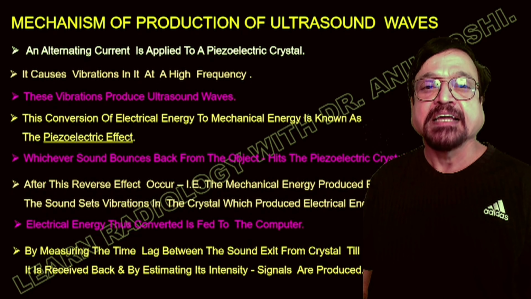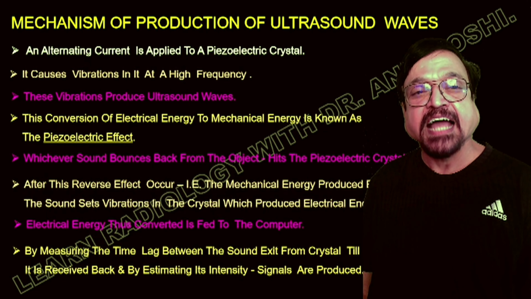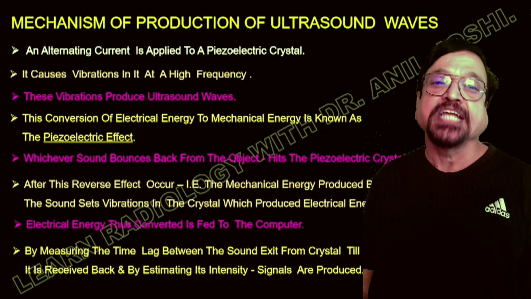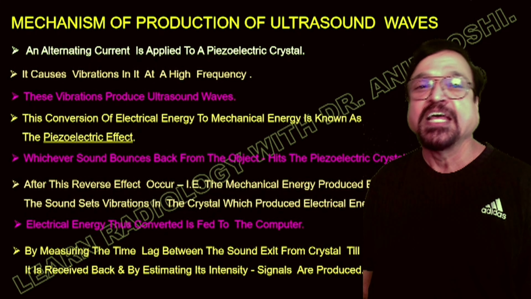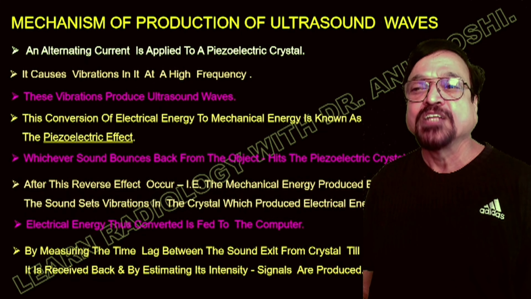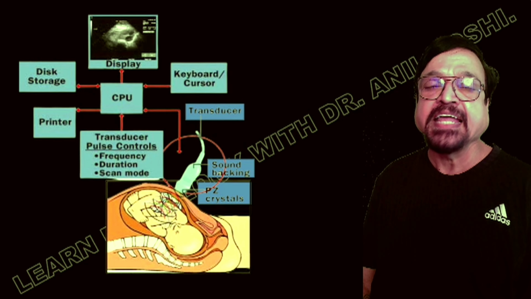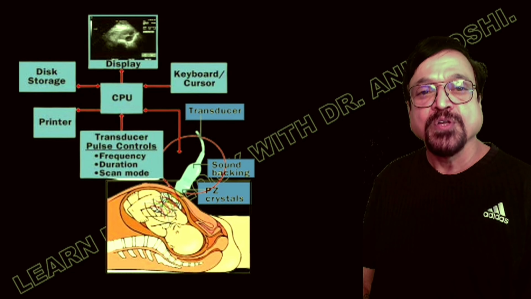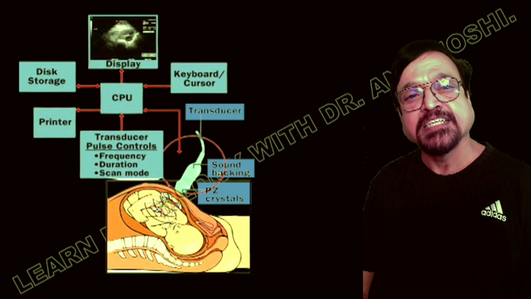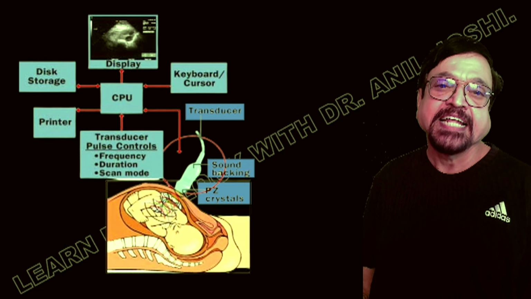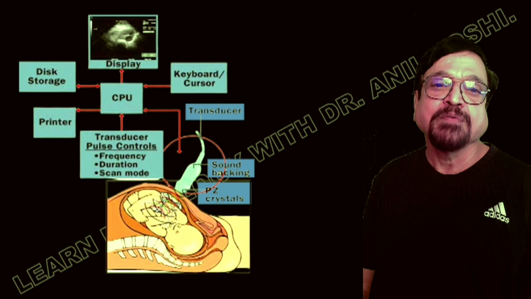Now whatever signals come back to the crystal are converted into electricity, which is again sent back to the machine. Sometimes these signals are enhanced, or sometimes they are displayed directly on the monitor. So the ultrasound machine has components like a probe which produces ultrasound waves, receives them back, and sends them to the CPU where they are processed, enhanced, stored, displayed, or sometimes we do post-processing.